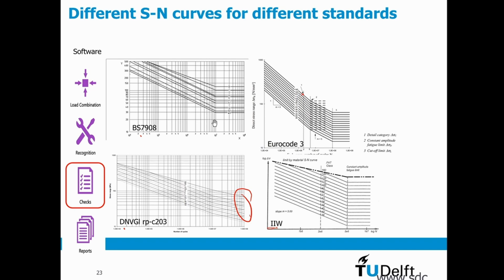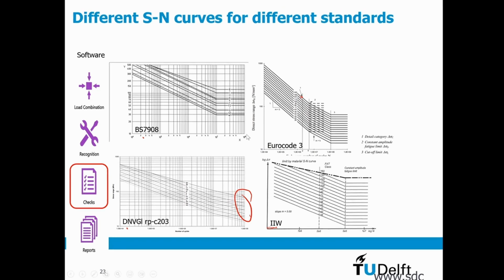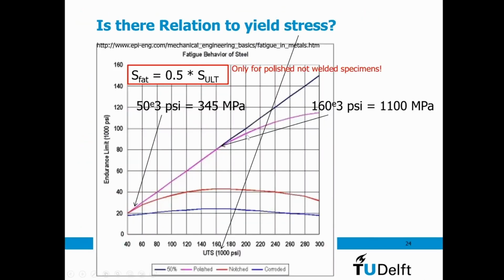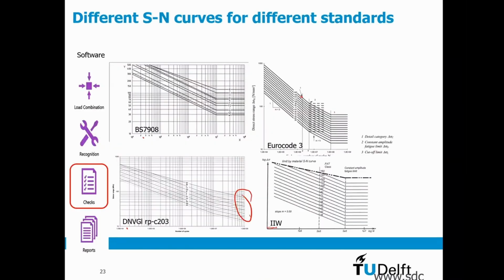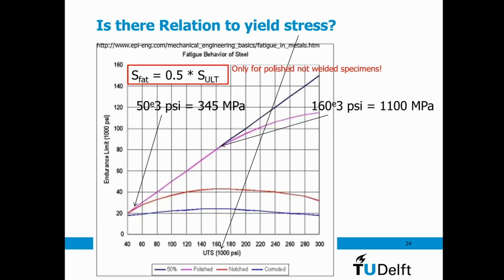Okay, now do I get to the next sheet? Okay. Then the first question is, it seems to be apparent that this fat class is the most important. So how do I determine this fat class? And is there maybe first, if there is no weld, maybe a relation with yield stress? That is a logical question, no?